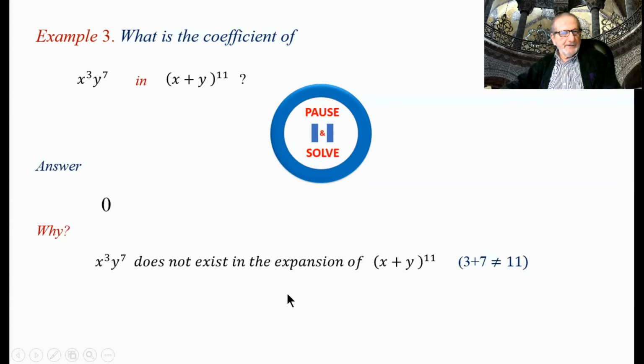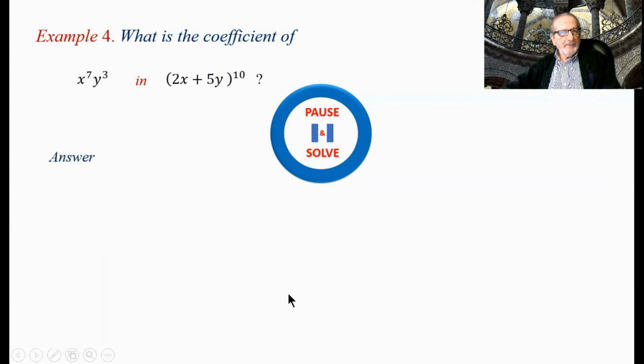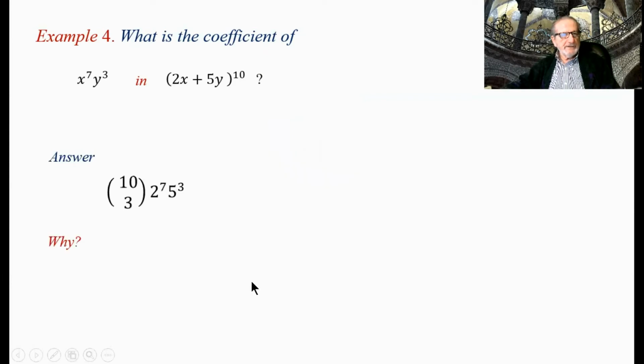Okay, so that's kind of an interesting example. Now, what is the coefficient of x to the power 7, y to the power 3 when we expand this? Pause and solve and come back, please. Here we go. What is the answer? The answer is combination 10, 3. That's always going to figure out. Okay, the combination is going to be there.